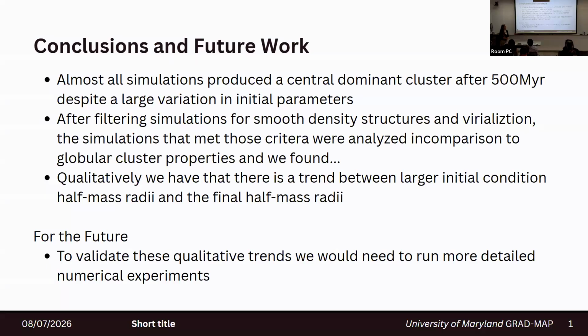The ones that didn't, why didn't they do that? Did you stop at 500? Would they have formed one cluster if you went to a gigayear, or is there something else going on, like an escaper? We believe that they would virialize if the simulations ran longer.